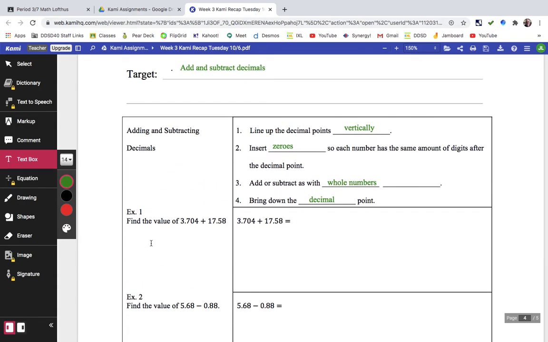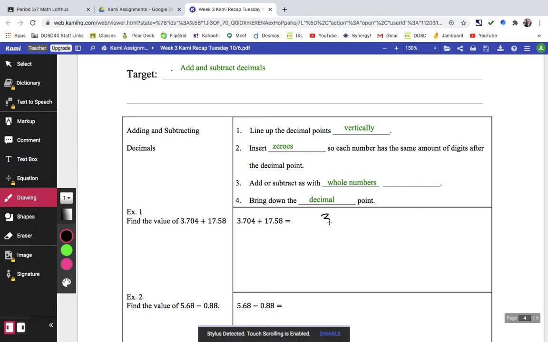We added on page 4 that the target is to add and subtract decimals. So if we are adding and subtracting decimals, what we learned is to line up the decimal points vertically. So I'll do an example here while I'm explaining it. I'm going to line up 3.704, and the decimal point for the 17.58 needs to be directly below it, so that this 7, which is in the ones, lines up with the 3, which is in the ones.